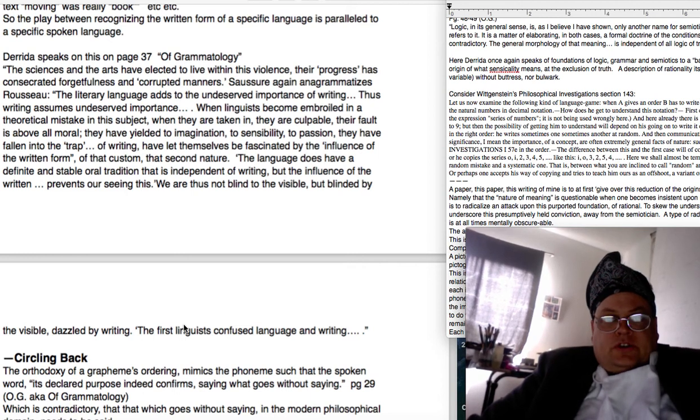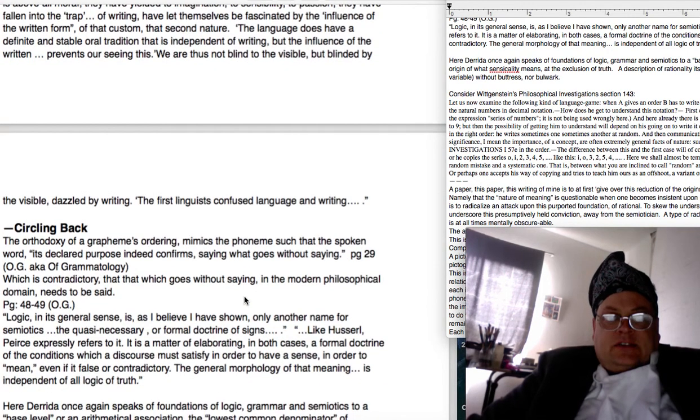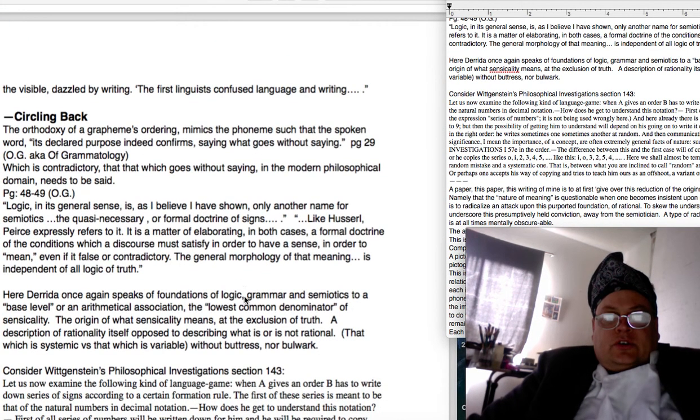The language does have a definite and stable oral tradition that is independent of writing, but the influence of the written prevents our seeing this. We are thus not blind to the visible, but blinded by the visible, dazzled by writing. The first linguists confused language and writing. End quote.